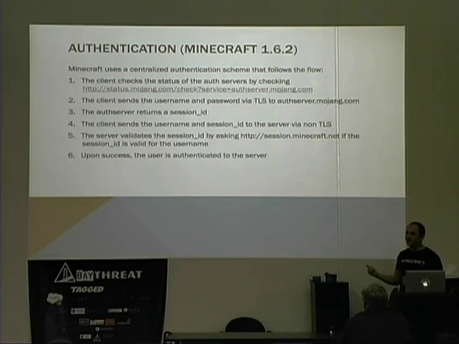This is the authentication flow for 1.62, which was the release that was out back in May when I was first doing this research. Basically, when you connect to Minecraft, you first connect to the central authentication server, authserver.mojang.com. The first thing that happens is the client pings status.mojang.com to check to see if the server's up. Then it connects to the server via TLS, and submits the username and password for the Mojang account or your Minecraft account. That server returns a session ID, and then you use that session ID for future transactions for logging into individual Minecraft servers.